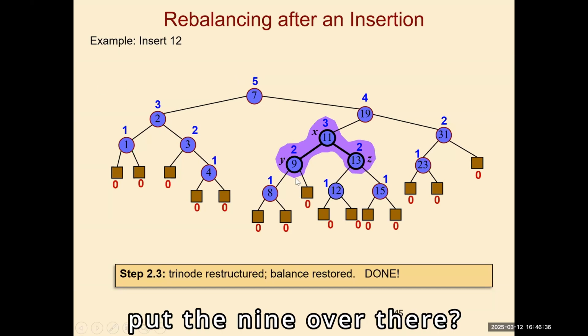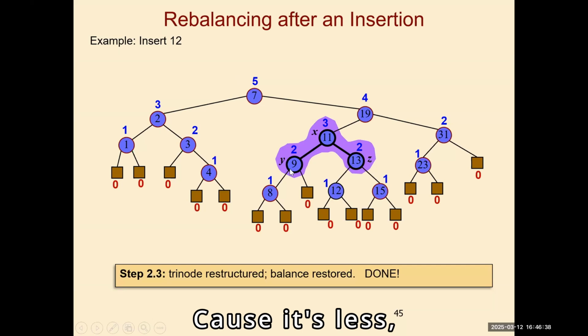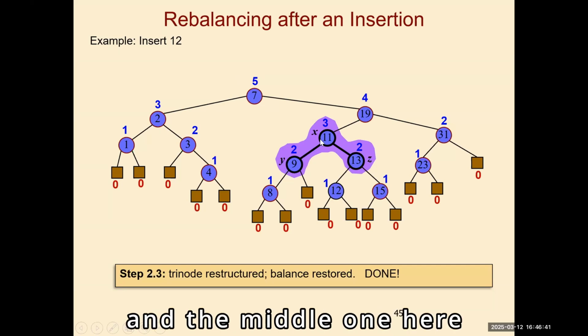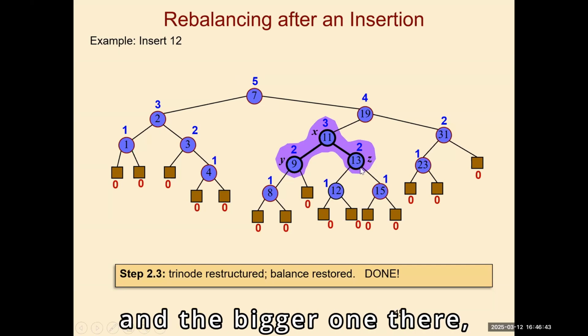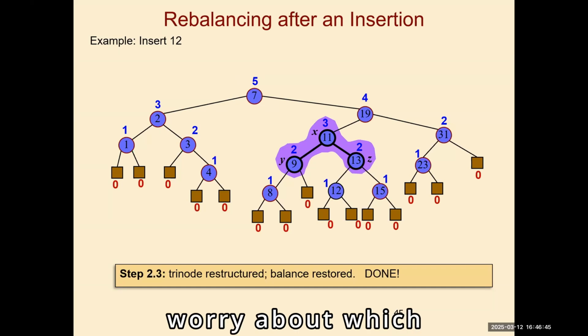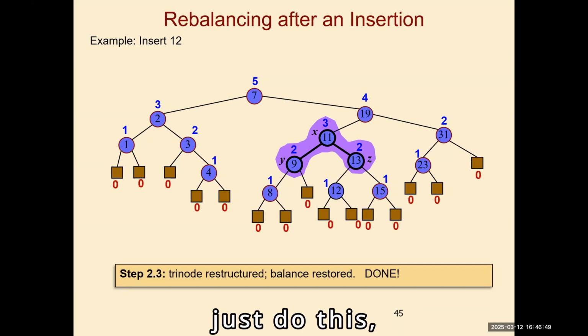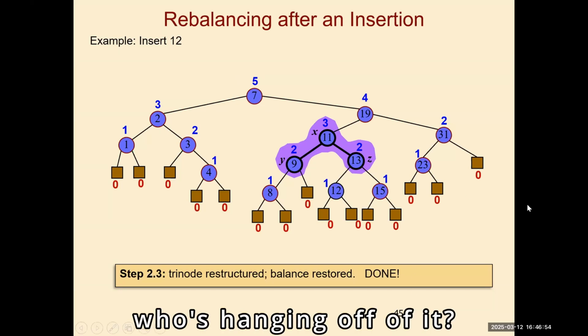And why did we put the 9 over there? Because it's less, right? You put the smallest one over here, and the middle one here, and the bigger one there, right? You don't have to worry about which way I'm rotating, 2 rotations. You just do this, right? Everybody agree?